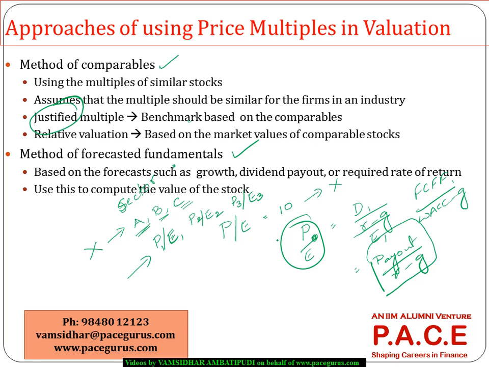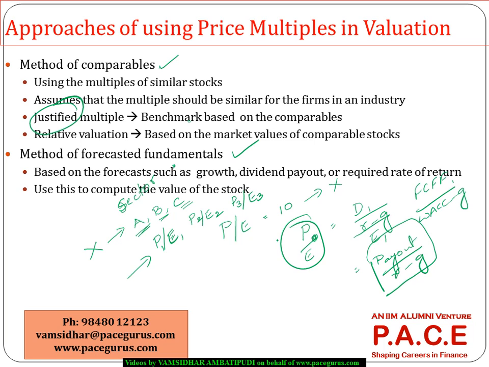So the forecasted payout ratio: what is the forecasted payout ratio for this company? What is the forecasted required rate of return on equity for this stock? What is the expected growth rate for this particular stock? Using these kinds of forecasted numbers for the future, we are going to find out the ratios, the multiples, for those kinds of companies. That is what the forecasted fundamentals based approach is.